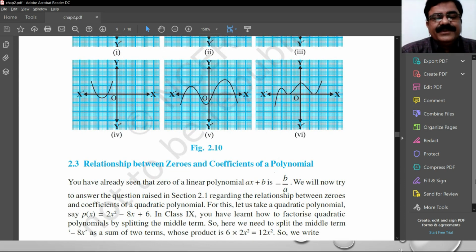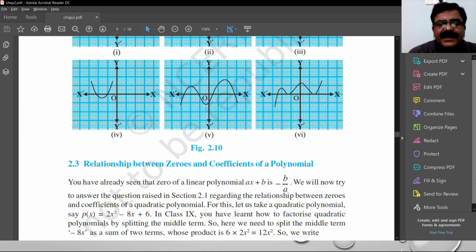Relationship between zeros and coefficients of a polynomial. You have already seen that the zero of a linear polynomial ax plus b is minus b by a. We will now try to answer the question raised in section 2.1, regarding the relationship between zeros and coefficients of a quadratic polynomial.